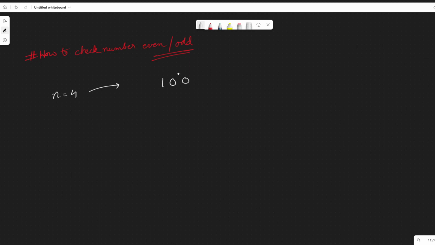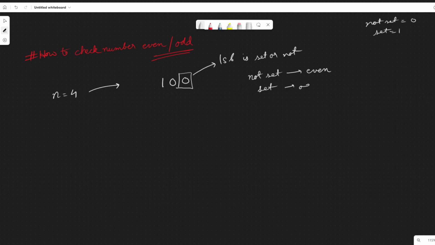We have to focus on the least significant bit, whether the least significant bit is set or not. Simple. If it is not set, then the number is even. In case of not set, the number is even. Remember, not set means 0, set means 1. And if it's set, then the number is odd.